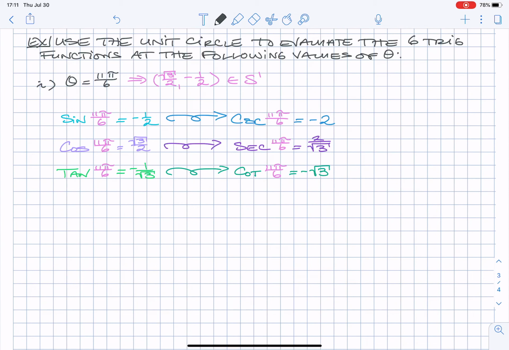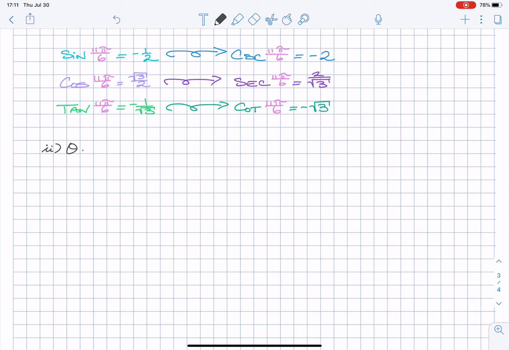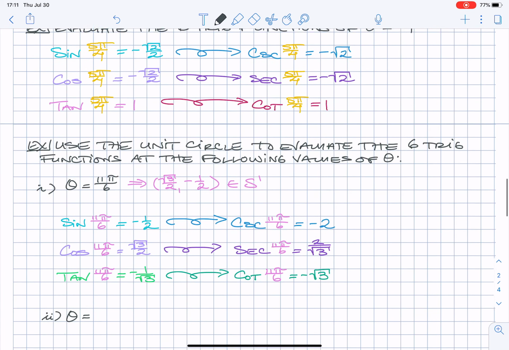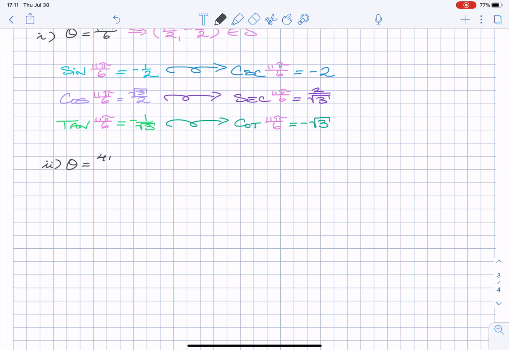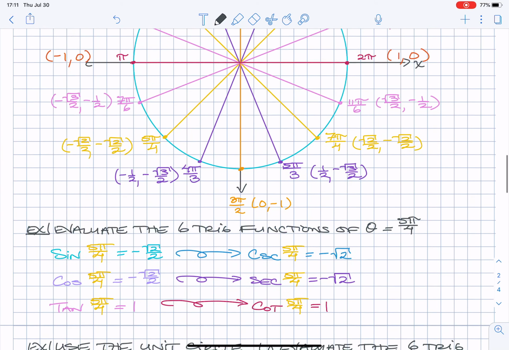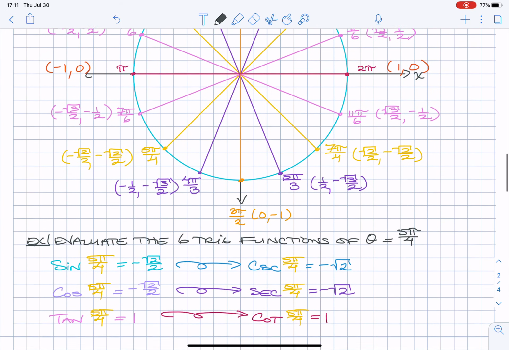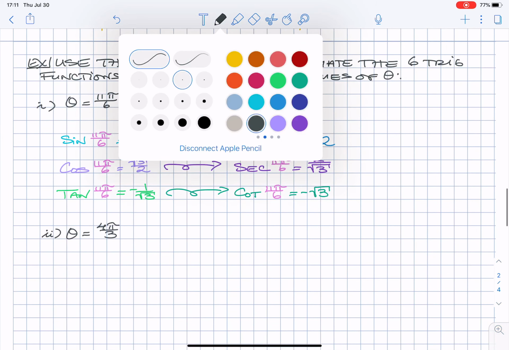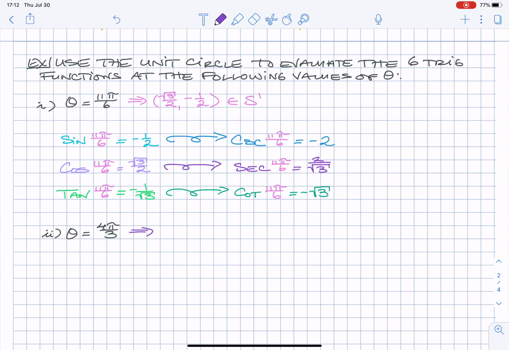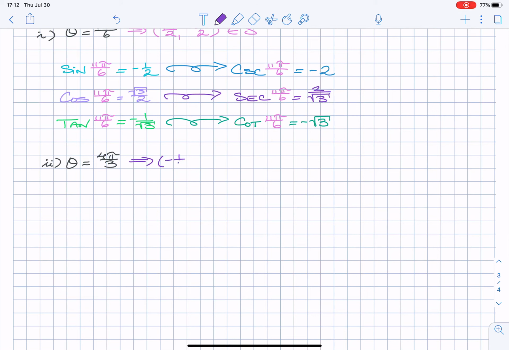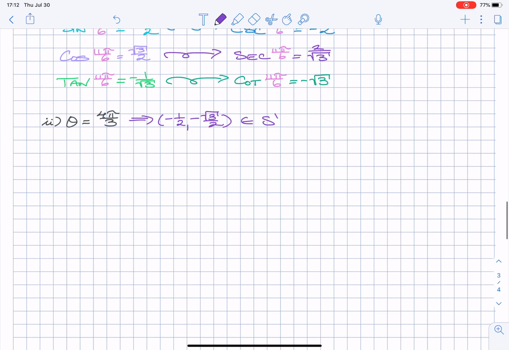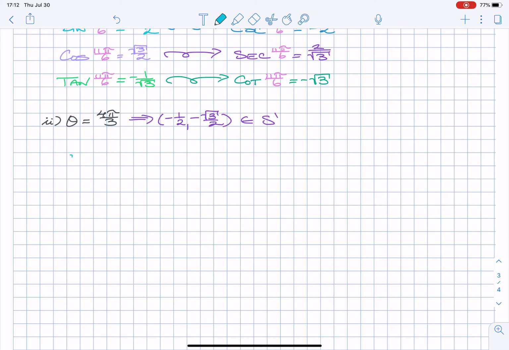Okay, number 2. Let's say we have that theta is 4 pi over 3. How about that? I didn't use that already, did I? So 4 pi over 3. So where is 4 pi over 3? Okay, so I'm at negative 1/2, negative root 3 over 2. So this has a coordinate of negative 1/2, negative root 3 over 2 on the unit circle. Okay, so we can go ahead and evaluate our 6 trigonometric functions.